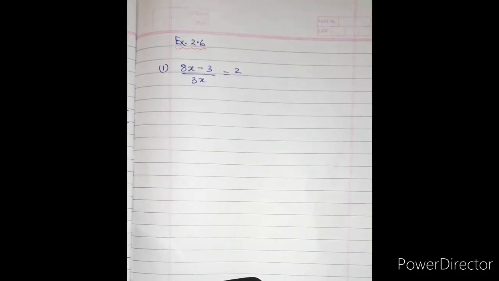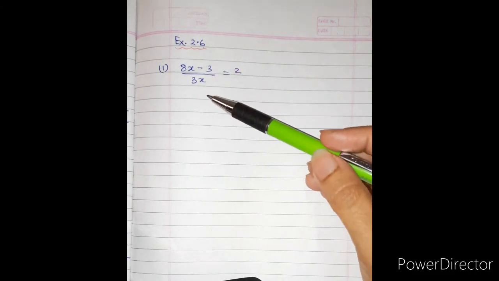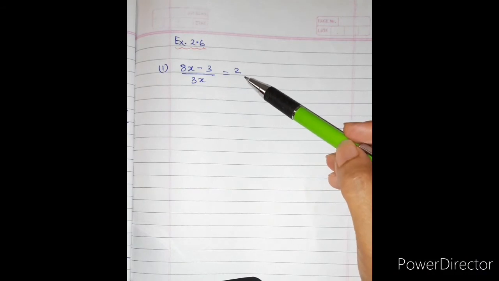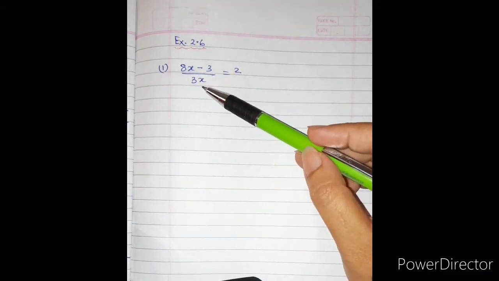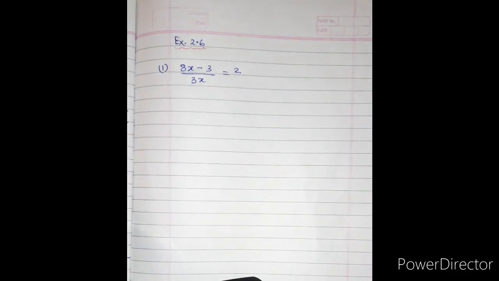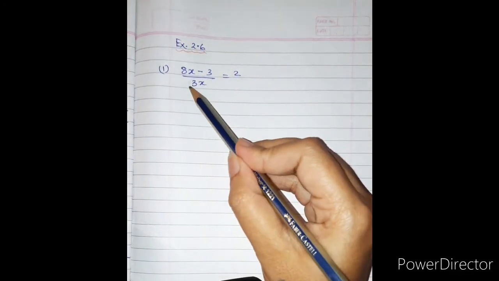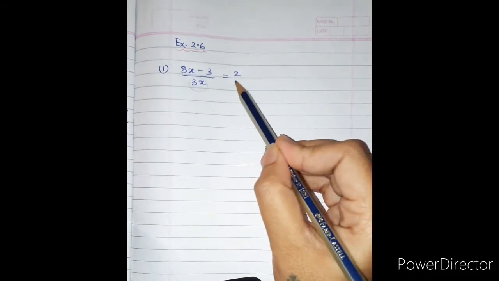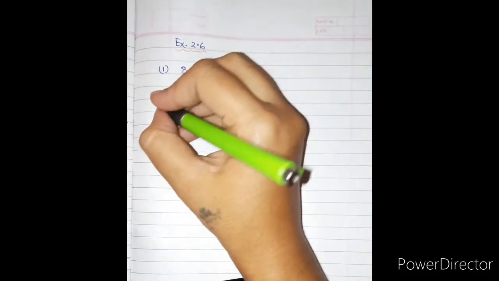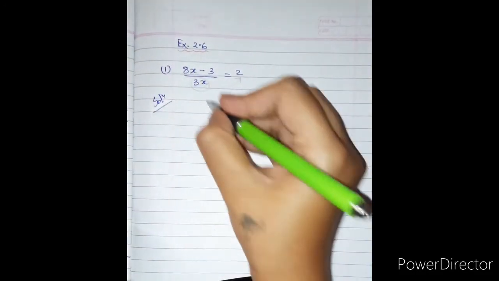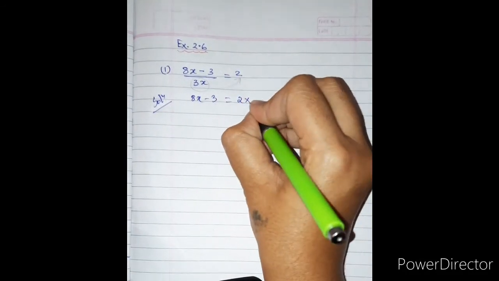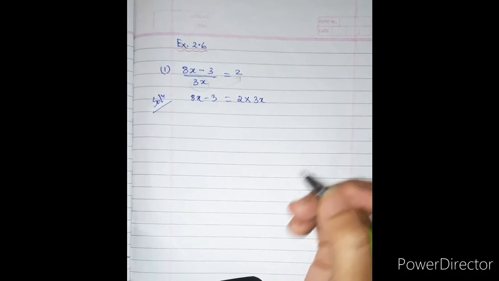Let us begin with exercise 2.6. Here the question, the first one is 8x minus 3 upon 3x, which is equal to 2. Now if you look here, there is a variable in the denominator. What you can do is, you can use the method of transposition and just transfer this 3x which is divided to top, which will be multiplied with 2. Okay, so let's begin. So 8x minus 3 is equal to 2 multiplied by 3x.